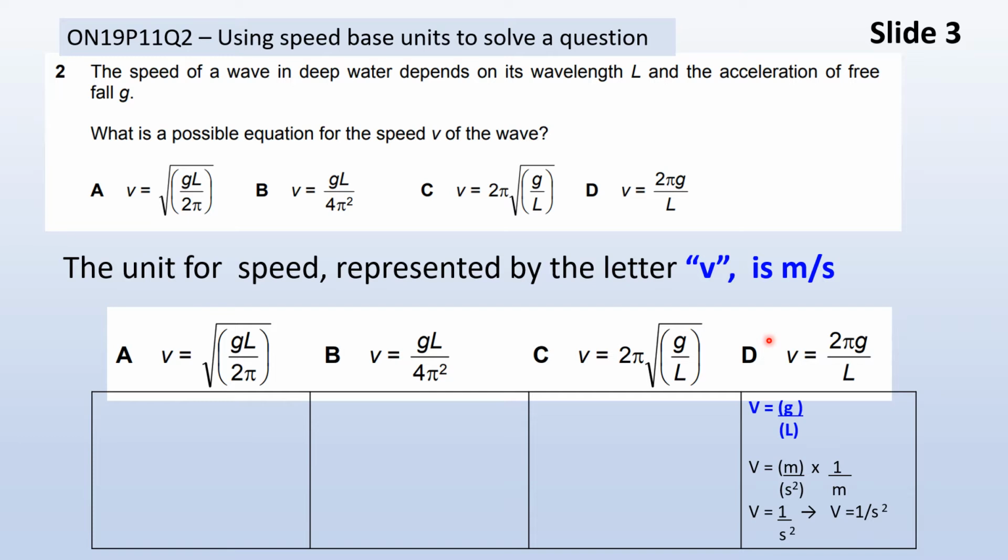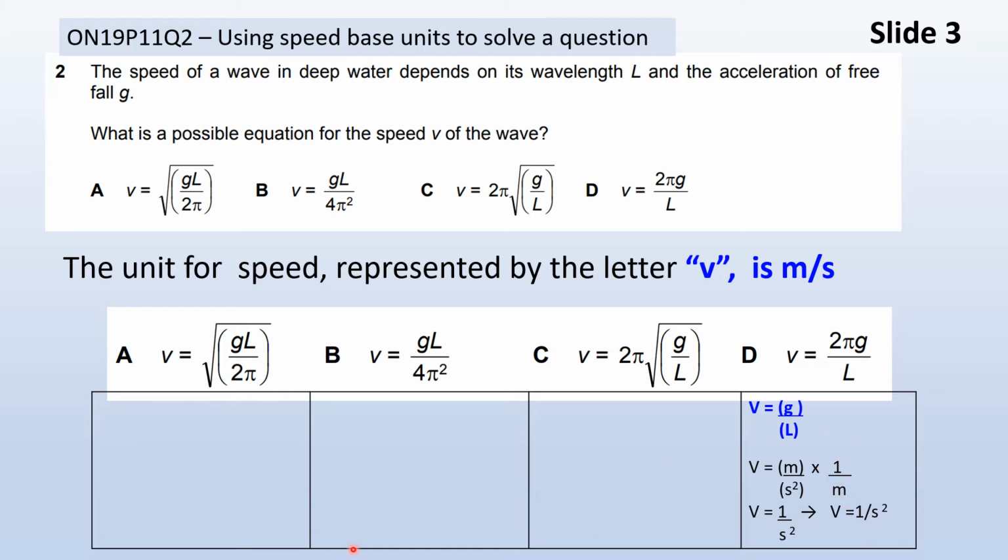Let me start with option D. On option D, velocity here is given by g over L. What is the base units for g? g is acceleration, which is meters per second squared, so here is the fraction format. What is the base unit for length? It's a wavelength, so it's length, and it is on the denominator, so it will be 1 over m.